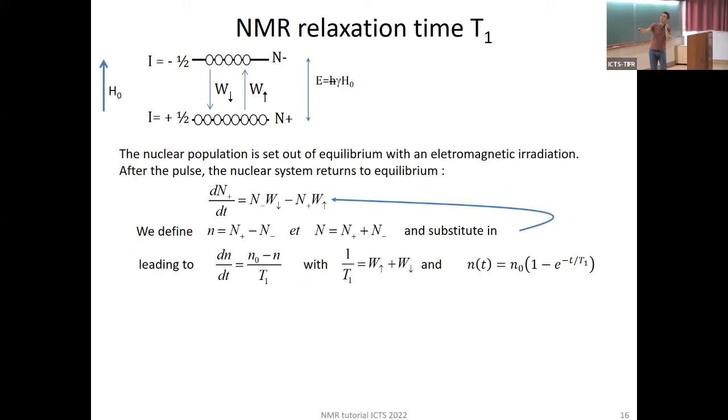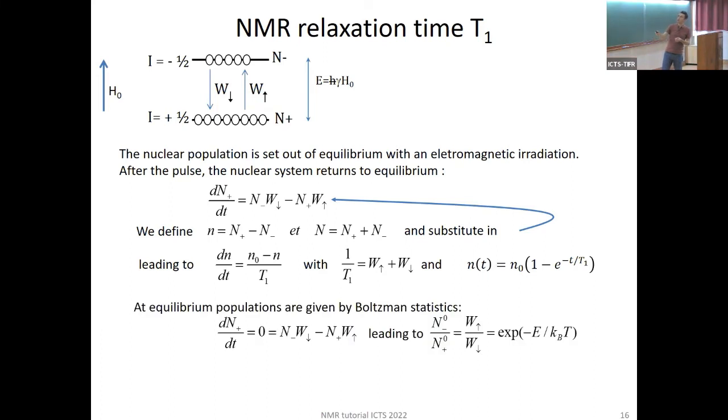So at the end of the day, you expect that the difference of population, which is basically what you measure with NMR, is relaxing. So N0 is the equilibrium difference of population. If you perturb your system, it will relax back to equilibrium with a characteristic time T1 that is directly related to this microscopic probability rate.